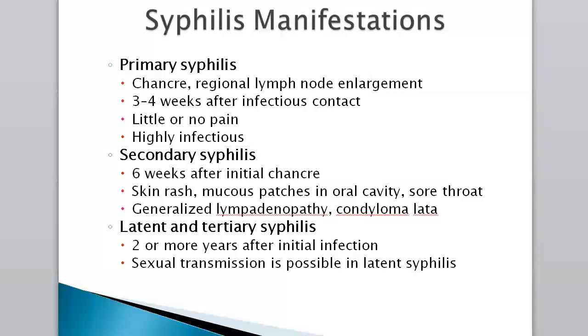The second stage is secondary syphilis, and this is more systemic, with the spirochete spreading to all major organ systems. These manifestations usually start to show up several weeks after the initial canker. What we might see is a skin rash, especially on the palms of the hands or soles of the feet, and especially mucus patches in the oral cavity.